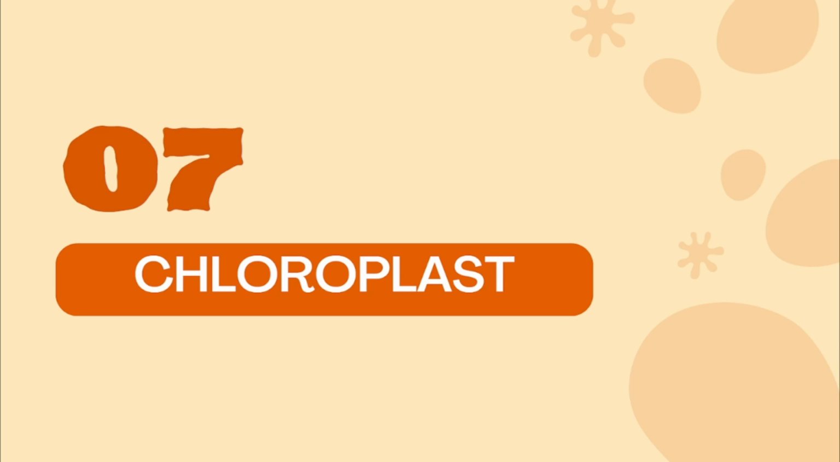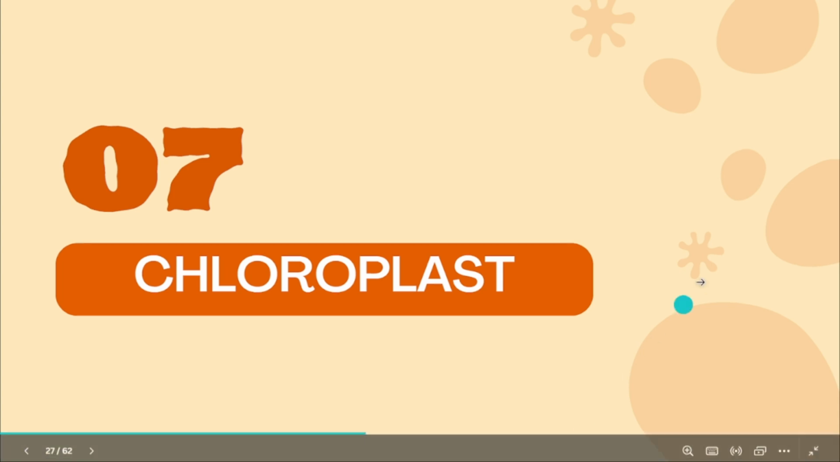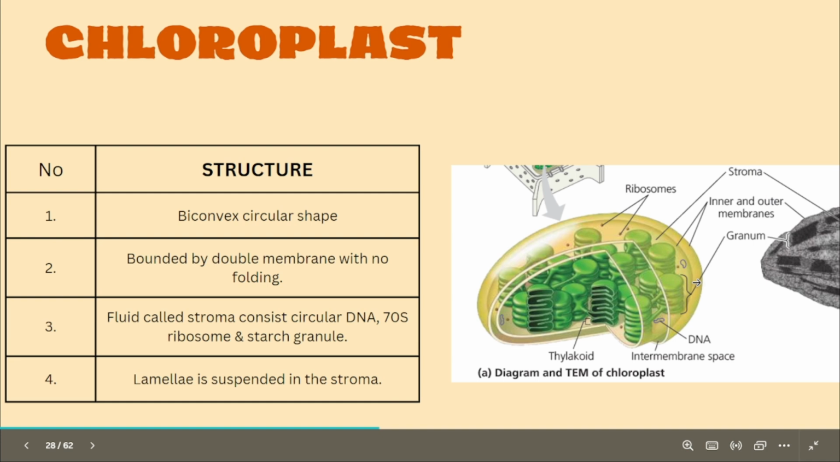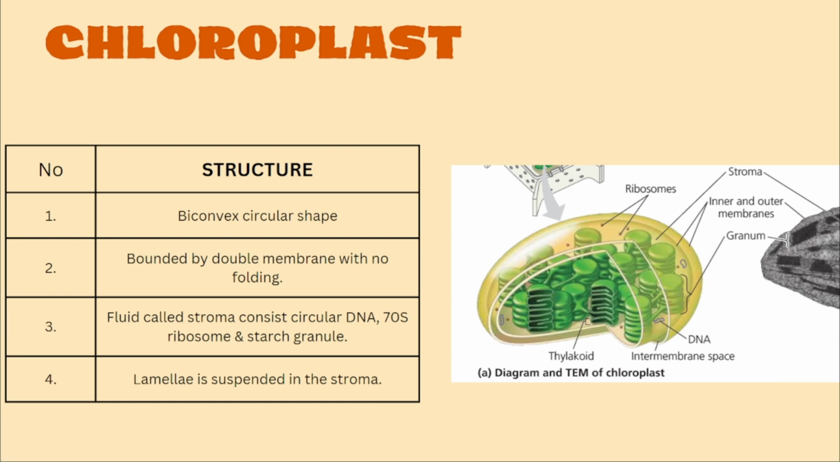Good day everyone. In this video I will explain the structure of the organelle chloroplast, and also its function. As you know, chloroplast is only found in the plant cell. The animal cell does not contain chloroplast. Only the plant cell contains chloroplast.